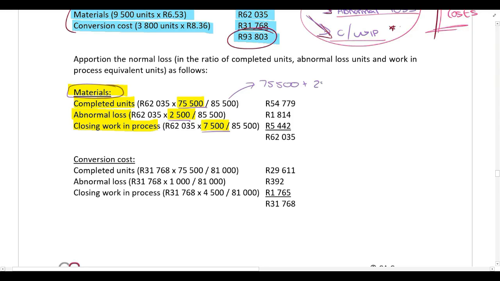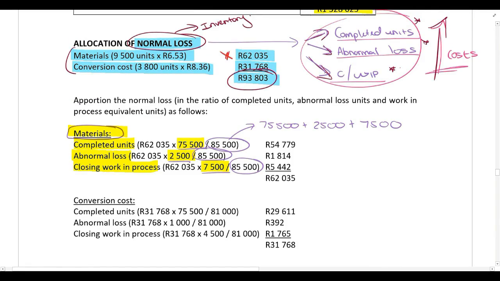Plus 2,500 plus 7,500 gives me a total of 85,500. So guys, I know what my normal loss is for material. Look just above. What is the normal loss that we calculated for material? We've got a normal loss of 62,035. How do we apportion it between completed units, abnormal loss, and closing work in process?